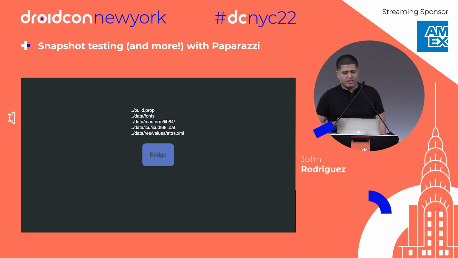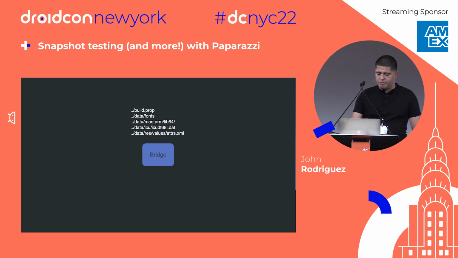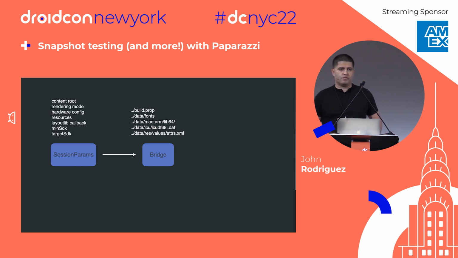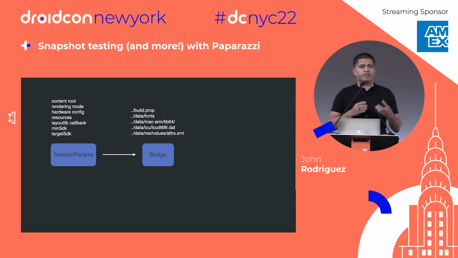Once you have instantiated that Bridge, you're going to set up session parameters. Session parameters are going to have your content route. You're going to give it a rendering mode of whether you want to do horizontal or vertical scrolling. Hardware config is the equivalent of your device. Are you a Pixel 6? Are you a foldable? You specify that with your hardware config. Resources, as implied, would be all the resources in your transitive dependencies, your source main res, your source debug res.